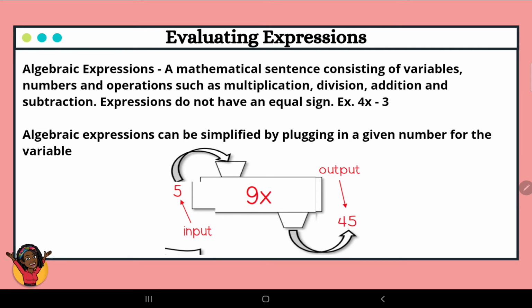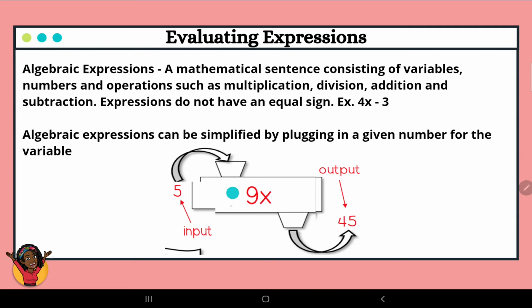An algebraic expression is a mathematical sentence consisting of variables, numbers, and operations such as multiplication, division, addition, and subtraction. Expressions do not have an equal sign. For example, 4x minus 3. Algebraic expressions can be simplified by plugging in a given number for the variable.